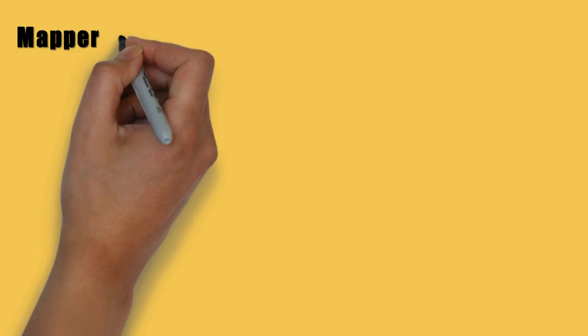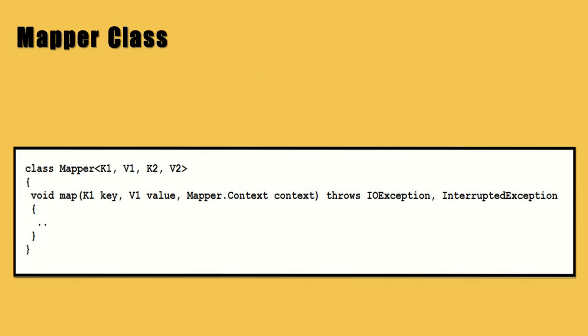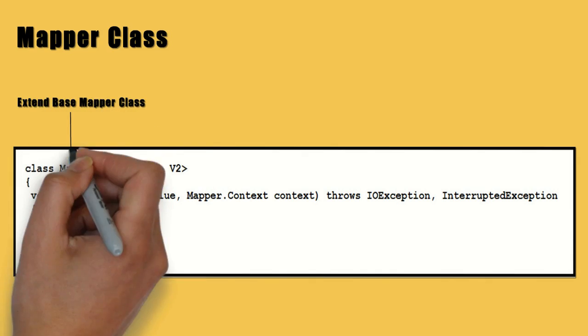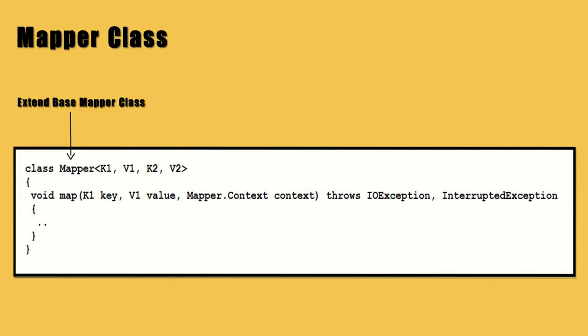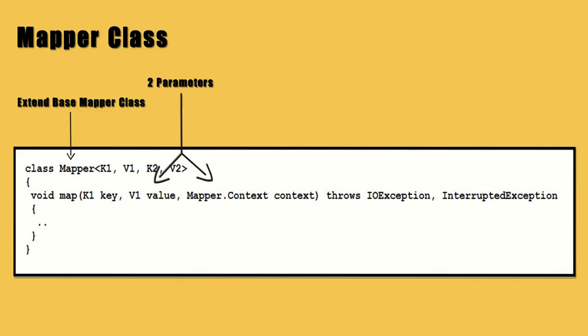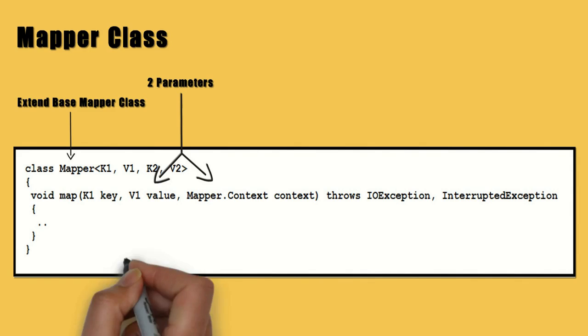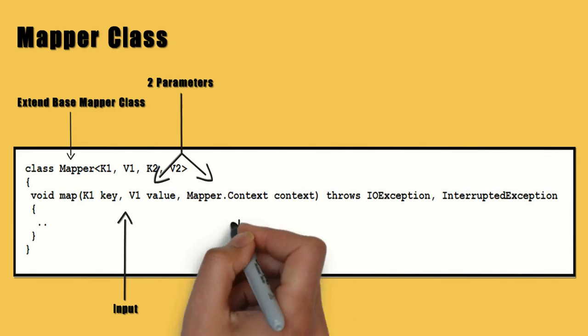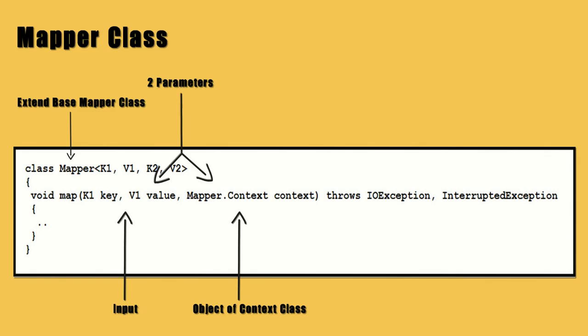Let us examine the mapper class. To implement the map function in our programs, we would extend this base mapper class and override the map function. The map function accepts two parameters. The first parameter is the key value pair that acts as an input, and the second parameter is an object of the context class which provides the logic required to output the results of the map function.